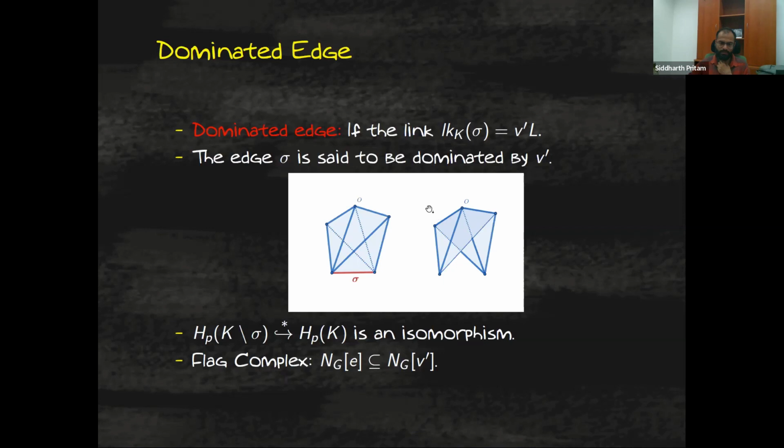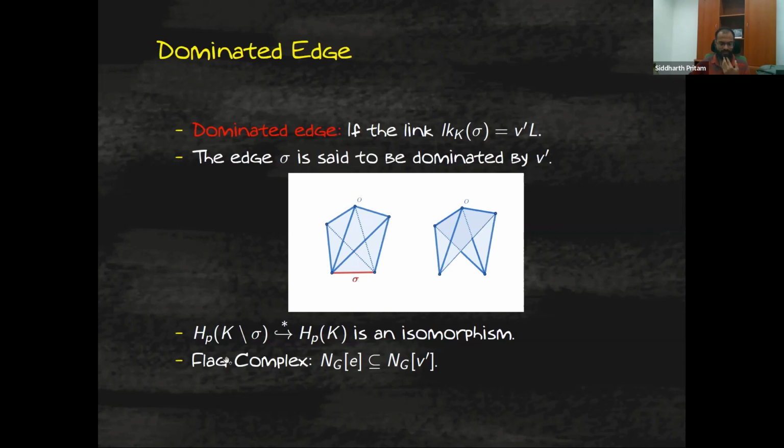Now the key property of a dominated edge is that if I remove that edge, it corresponds to many simple, elementary collapses, which means that the removal preserves the homotopy type. In terms of homology, it translates like this: the homomorphism induced by the inclusion, so removing σ here, is an isomorphism. So this is the key property of the dominated edge, which makes this edge basically useless in terms of persistence computation, or topologically.